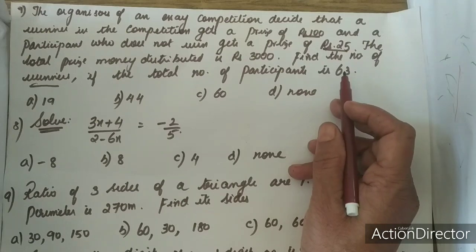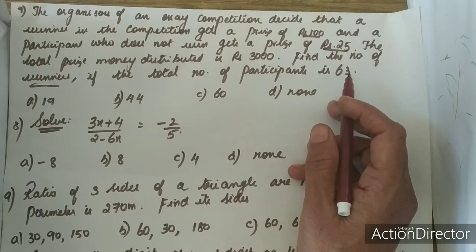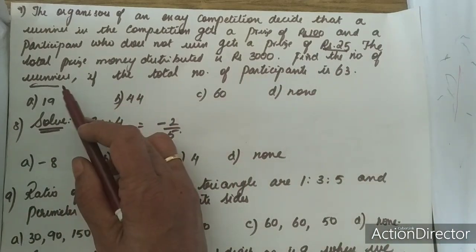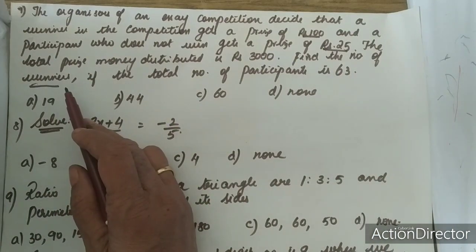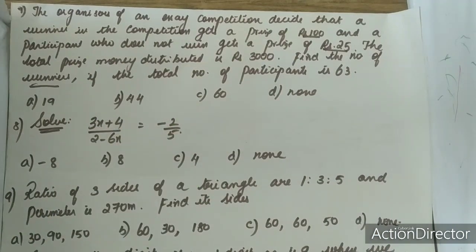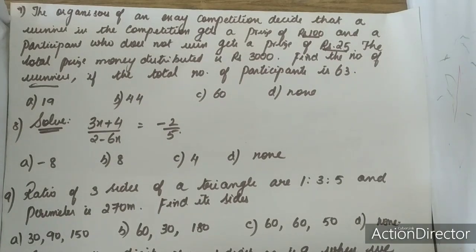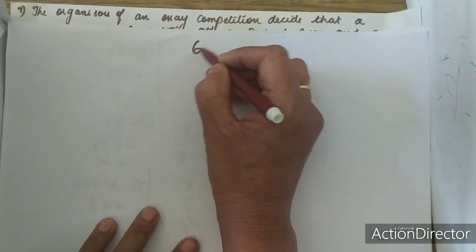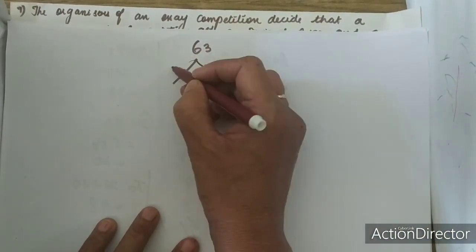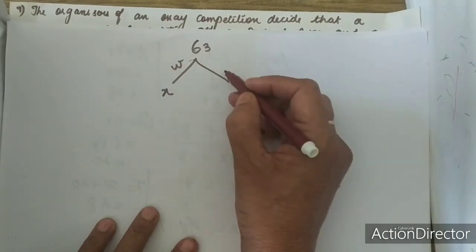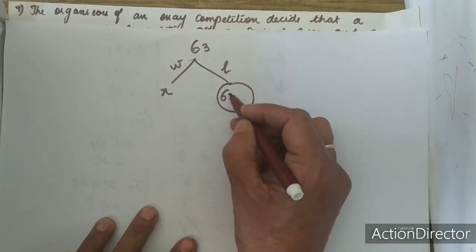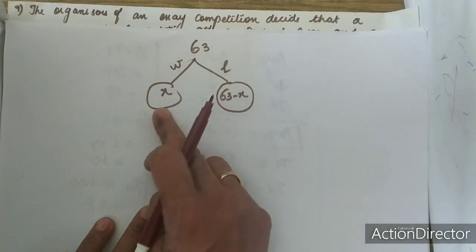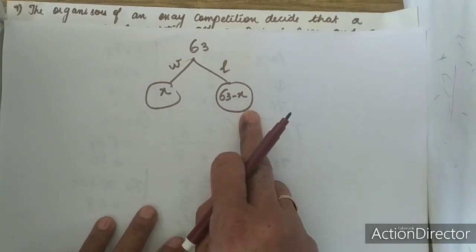So out of 63 participants, you have to find how many are winners and how many are losers. Since they are asking in the question only the winners among 63 participants, you have to find the number of winners. Since it is an MCQ question, we will try to do it fast in smaller steps. So you know the total participants is 63. Out of 63, let us take the winners to be X and the person who is not winning, that is the losers, to be 63 minus X. Because out of 63 I have taken out X, so the remaining will be 63 minus X.